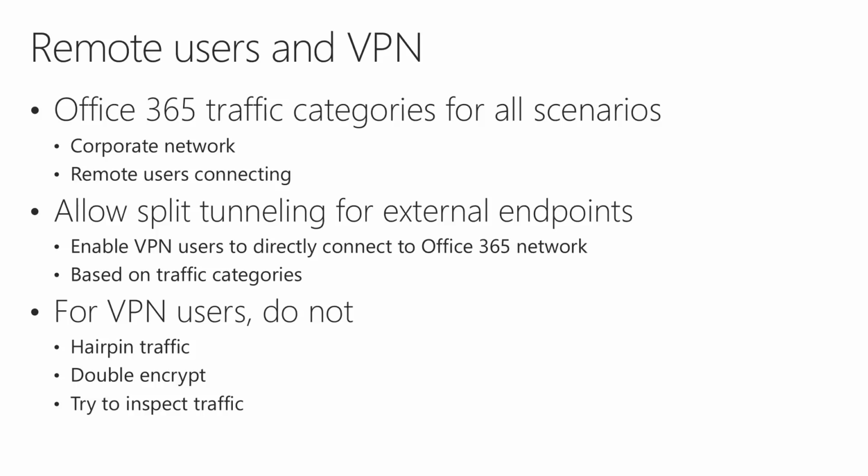365 network. Please enable split tunneling for these external endpoints so that the VPN users can still connect to the Office 365 network for all the traffic that should go there and send only all the other traffic through the VPN tunnel. This way, you can avoid any hairpin traffic, any double encryption, any attempts to inspect the traffic. If you don't do that and force users to send all their Office 365 traffic via the VPN, then these users might have and will have a bad experience using Teams.